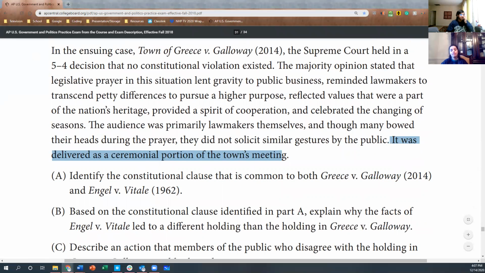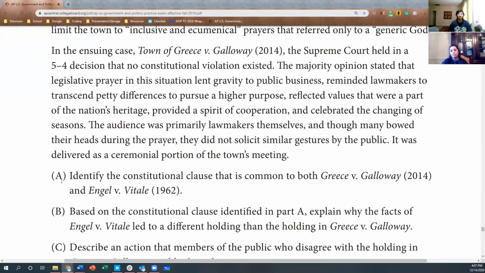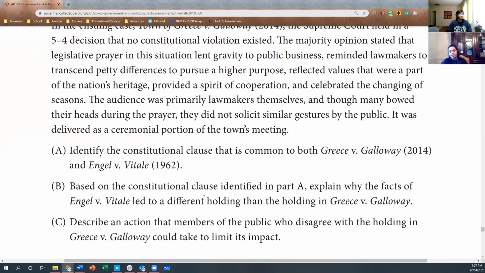So the constitutional clause, it's the First Amendment and specifically the establishment clause. Freedom of expression, right? No, there's establishment and then there's exercise. Free exercise. And this would be establishment, because Wisconsin v. Yoder was free exercise. Engel v. Vitale was the establishment clause. So that's the similarity: constitutional clause identified, part A, and all the facts.